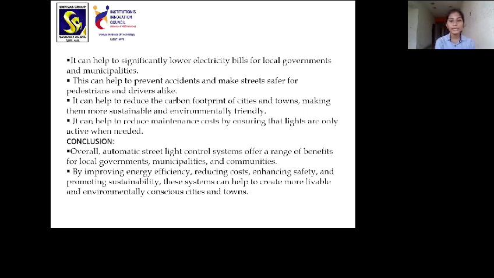This can help to prevent accidents and make streets safer for pedestrians and drivers alike. It can help to reduce the carbon footprints of cities and towns, making them more sustainable and environmentally friendly. It can help to reduce maintenance costs by ensuring that lights are only active when needed.